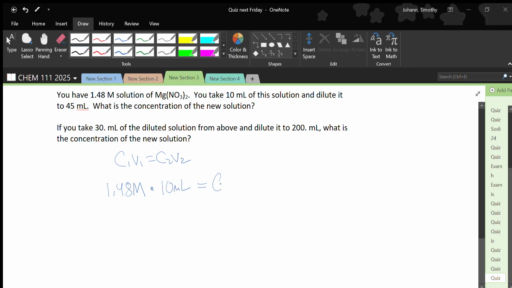So I'm trying to solve for my new concentration, and my final volume is 45 milliliters. What this means in the lab is I have 10 milliliters, and I'll say water probably, and I'm going to add 35 milliliters to get 45 total. It's not that I add 45 like I almost said. I have 10 milliliters to start, and when I'm done, I have 45, so here I would have added 35.